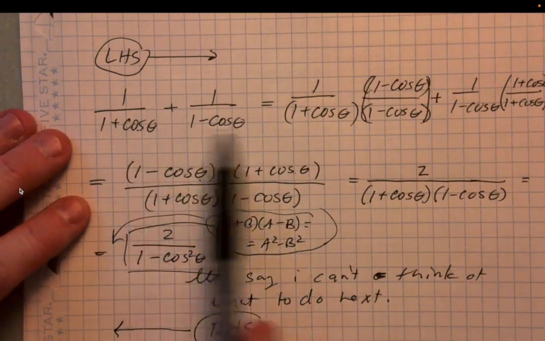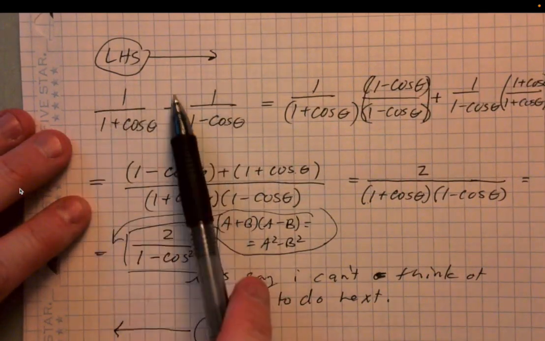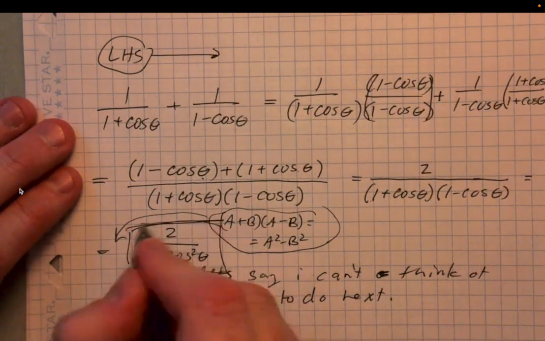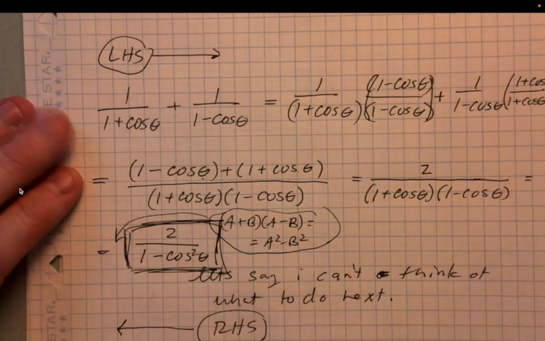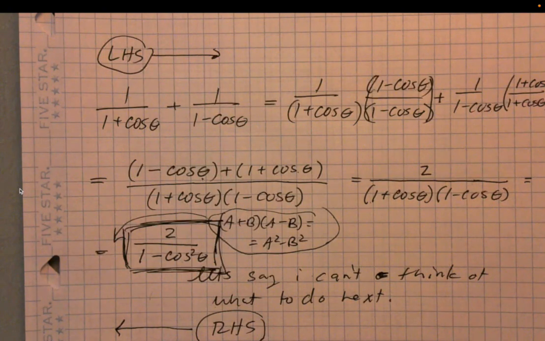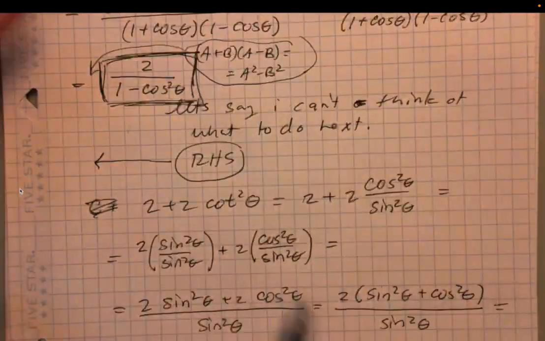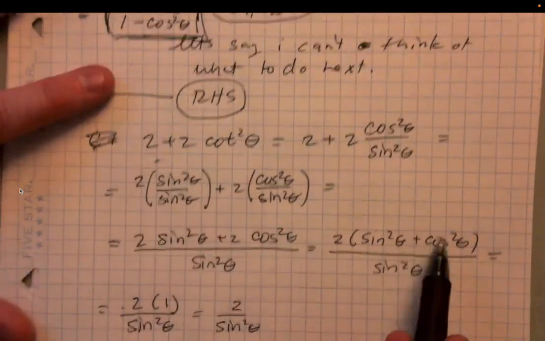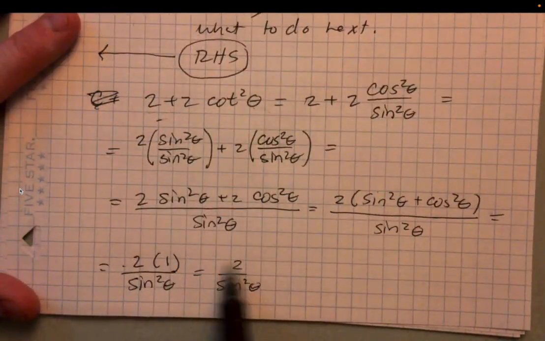Remember, I started with the left-hand side of the identity, and I worked on it for a while, and I got to this part here. And then I said, oh, I can't think of what to do next. So I said, okay, just pause. Let's just stop there. Let's go to the right-hand side now, and let's work on that one for a while. And I worked on it, I worked on it, and I kind of get it down here.